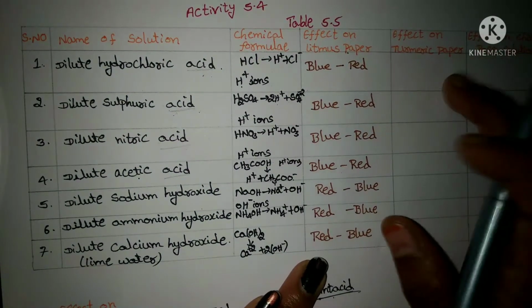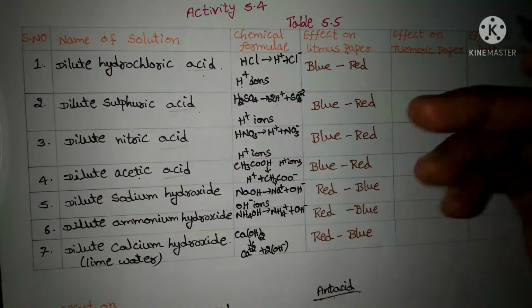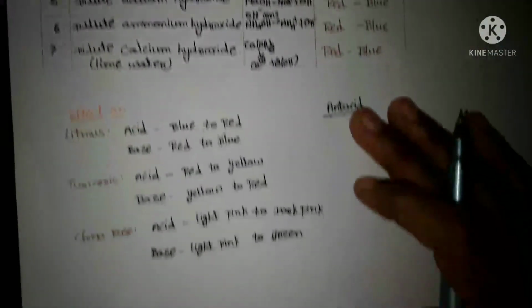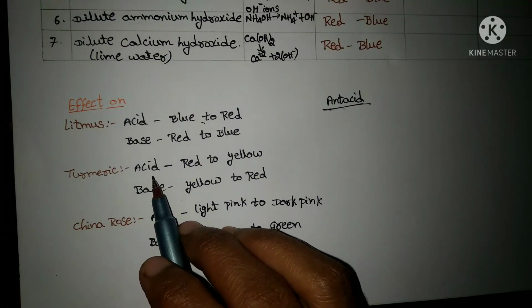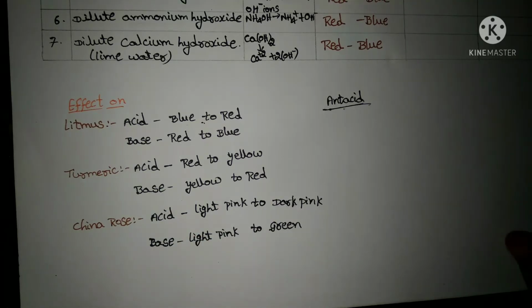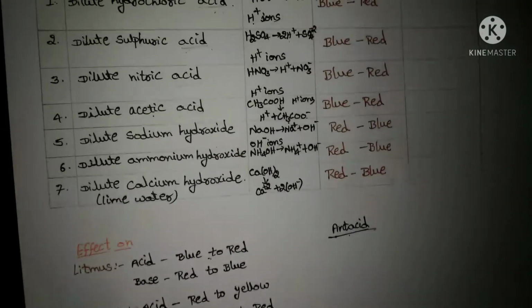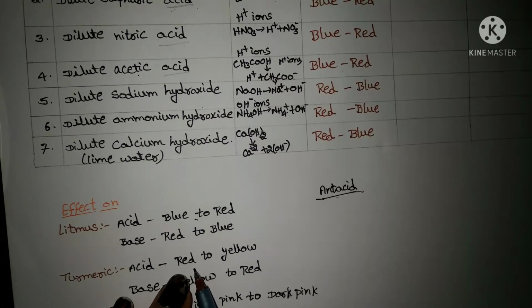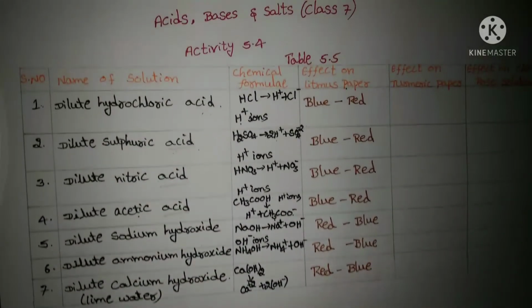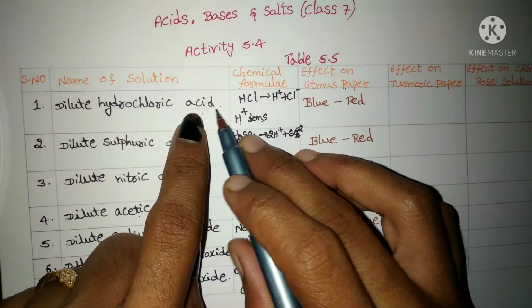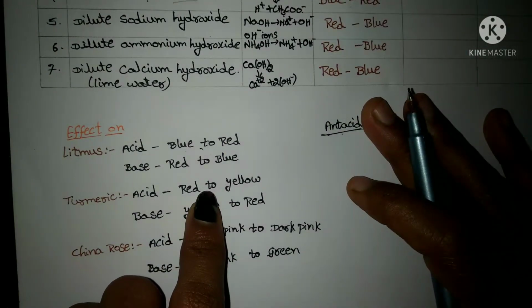Next, the effect on turmeric paper. These solutions will show what kind of effect on the turmeric paper. Now once you see, what is the effect of acids and bases on turmeric indicator. Okay. See here, in acids, red turmeric paper will turn to yellow. In bases, yellow turmeric paper will turn to red color. So now here, acid. Okay, acid will turn to what? Red to yellow.